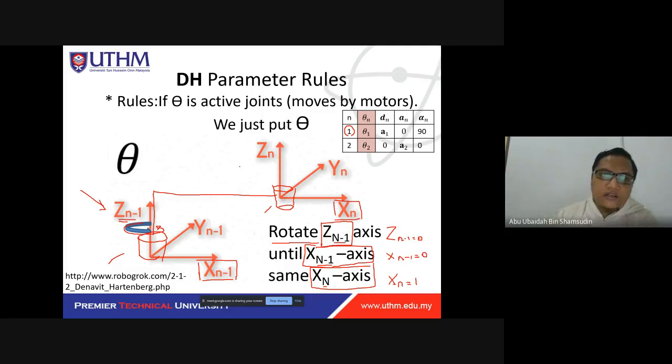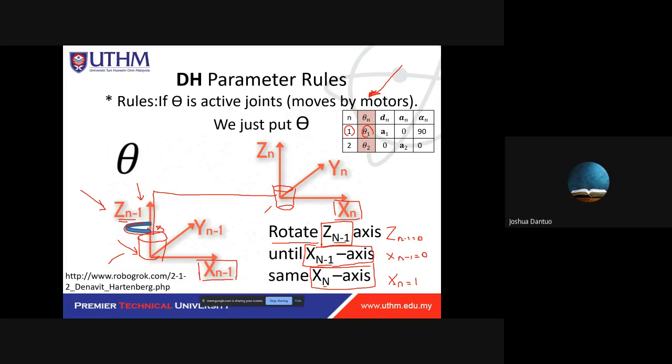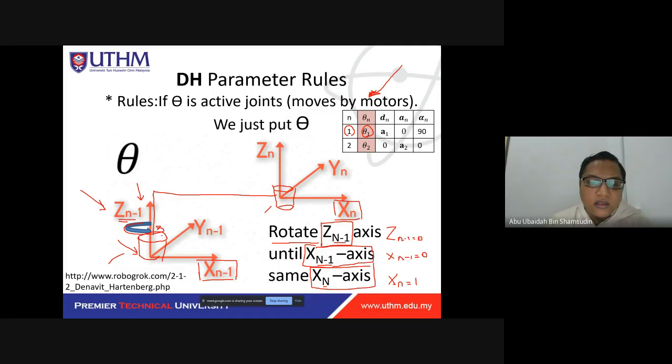However, there is an additional rule. If your joint at the Xn minus 1 or Zn minus 1 here is an active joint, where you move this joint by using a motor, then in that case, you just need to put this value as theta, which means you can turn this joint here using any value theta.